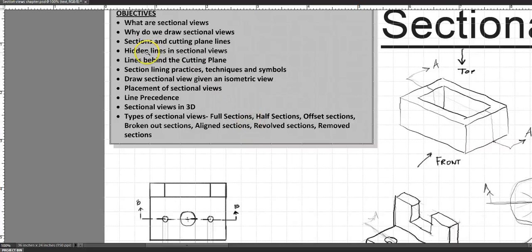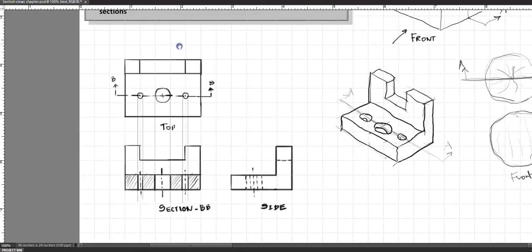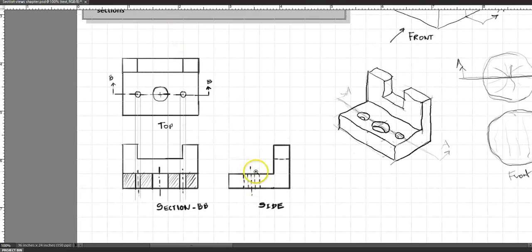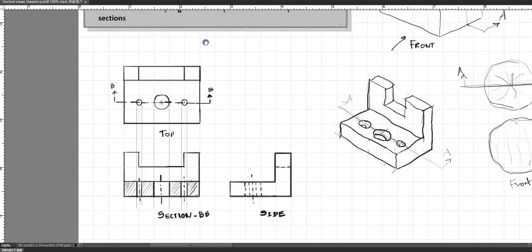Now we even saw hidden lines in sectional views. Now the main reason why we are drawing sectional views is to get rid of these hidden lines. Okay, so you will avoid showing hidden lines in your sectional views, because that's the main reason we are doing this, to get rid of these hidden lines so we can see or understand the object more clearly.